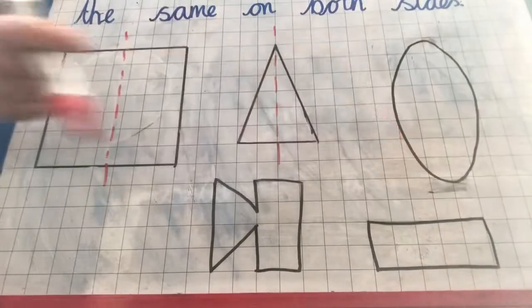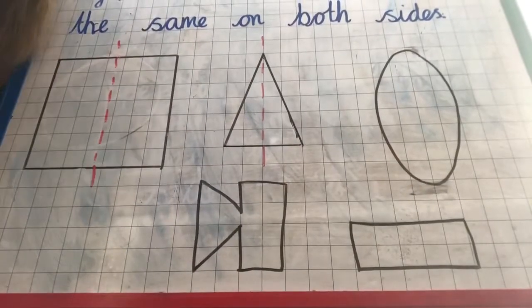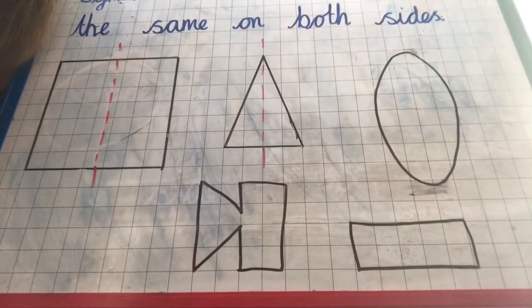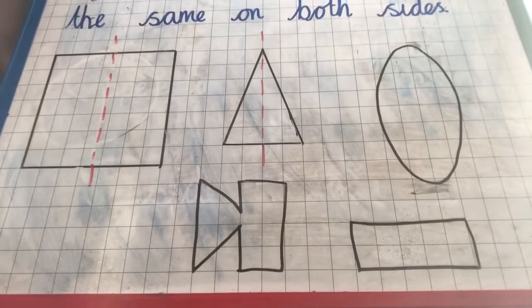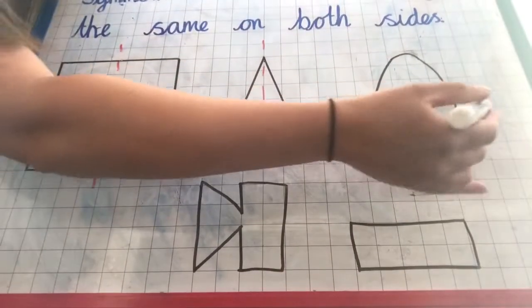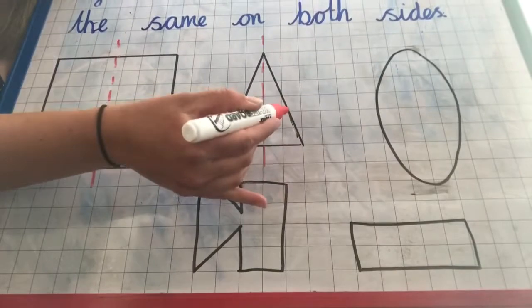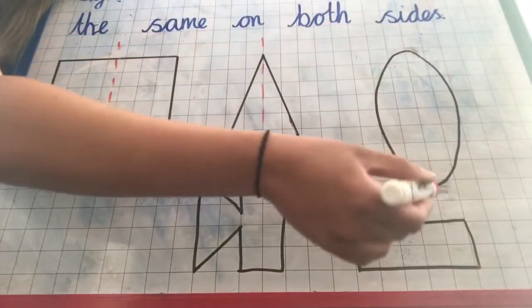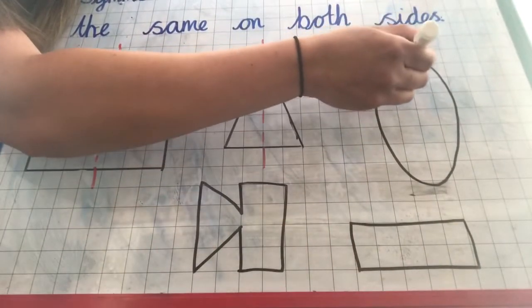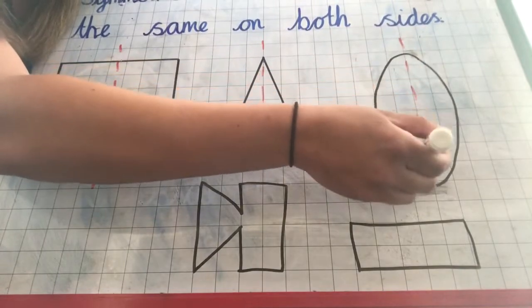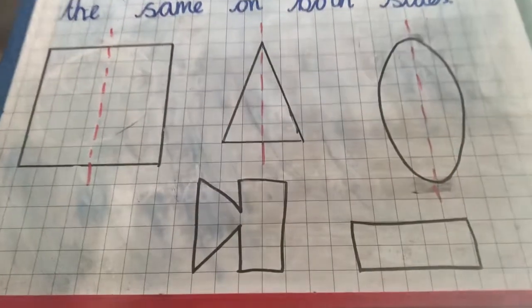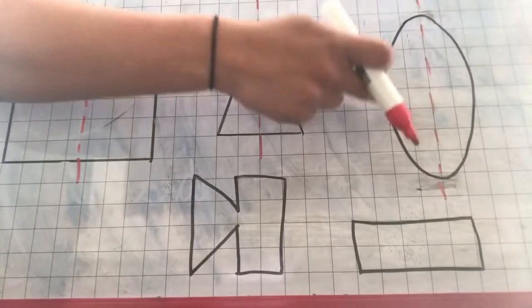Okay, the next one we have got is an oval. Now, I've got to have a little look to see if the oval is symmetrical, and I think it is. Now, I'm going to look horizontally. Could I draw a line across? Yes, I could. Could I draw a line vertically? Yes, I could. I'm going to go for vertically. Fabulous. It is the same on both sides.